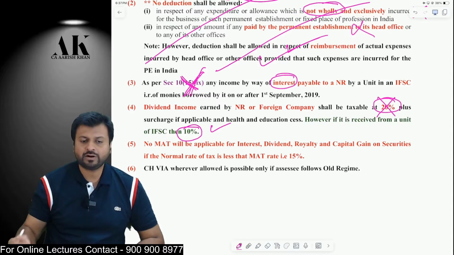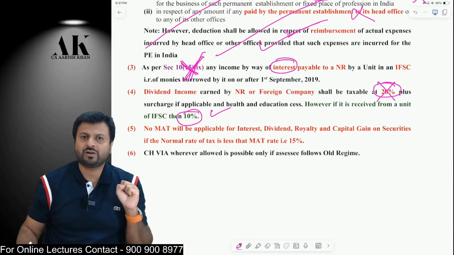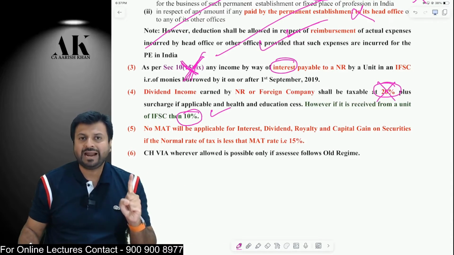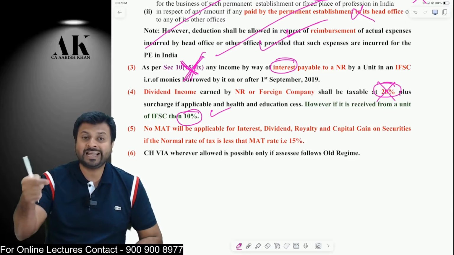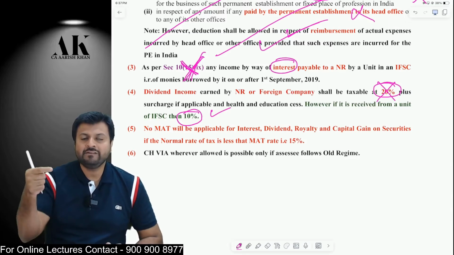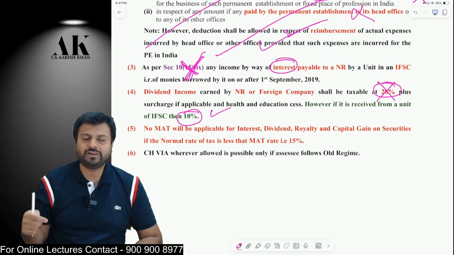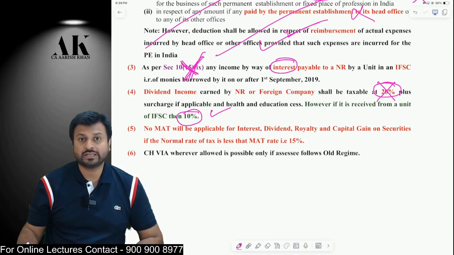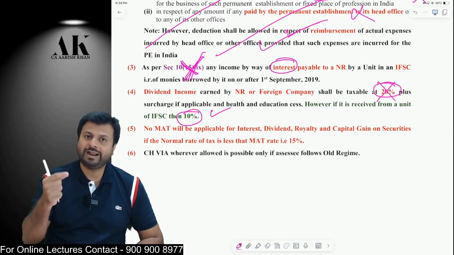Next, further important points. Whether MAT will be applicable on these interest and royalty incomes, sir? Remember, MAT will not be applicable if your normal tax rate is lower than the MAT rate. What is the MAT rate? 15%. If the normal tax rate is lower than 15%, then MAT will not apply on those incomes. So wherever the interest is chargeable at less than 15%, MAT will not apply.